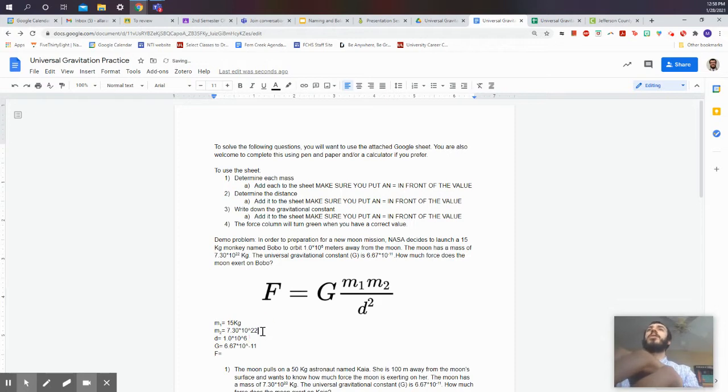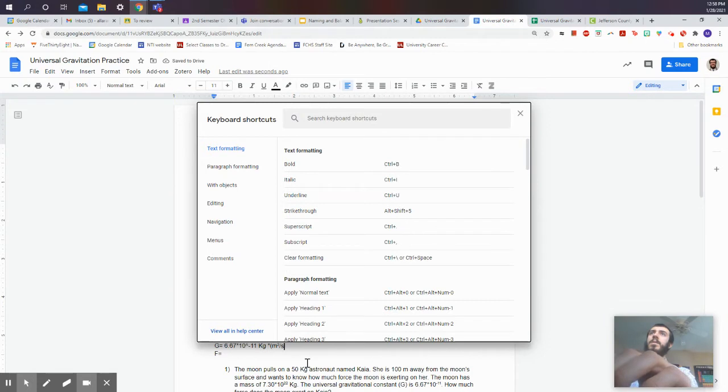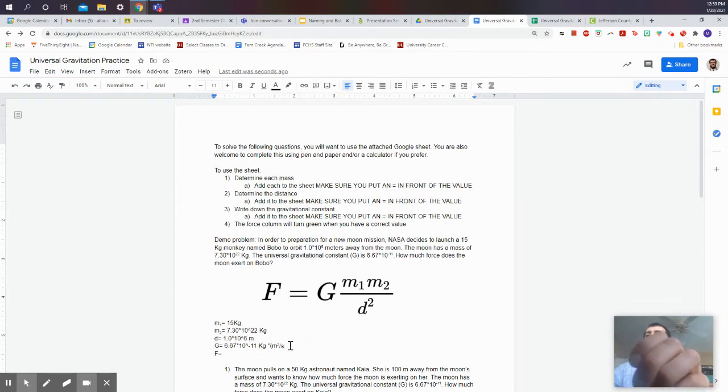Oh, and make sure you've added your units here. This is all important. Mass should be in kilograms. Distance should be in meters. And the universal gravitational constant should be in kilograms times meters squared divided by seconds squared. So we're off to a good start.